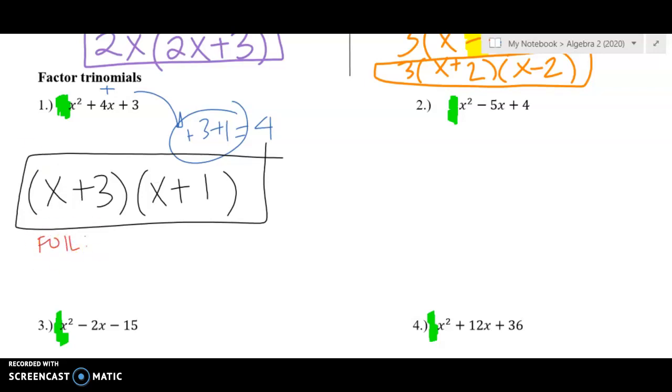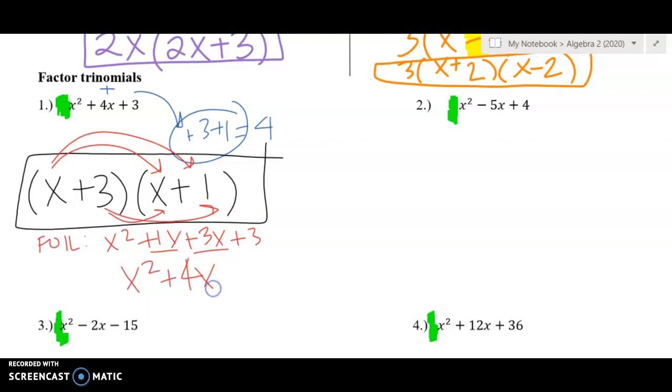You can always check your answer by FOILing or by distributing. So I could do x times x, that's x squared, x times 1, that's positive 1x, 3 times x is 3x, and 3 times 1 is 3. And if I check this really quickly, I combine like terms in the middle, and I get x squared plus 4x plus 3. That's an exact match to the very beginning problem, and that means we did this correctly because I would get back to where I started.